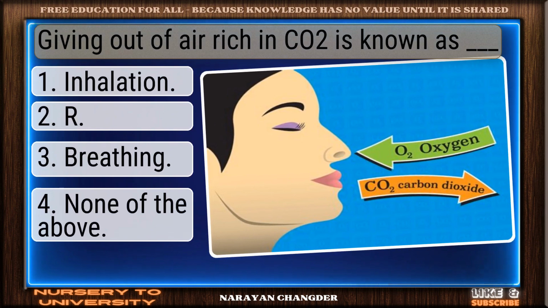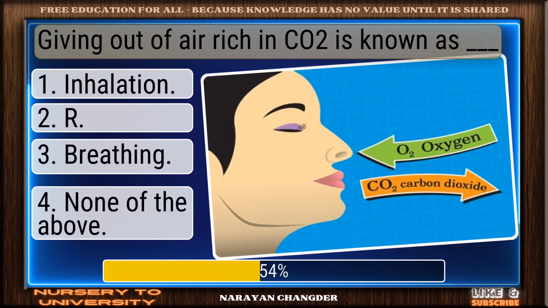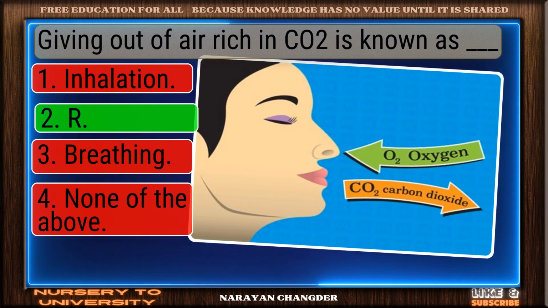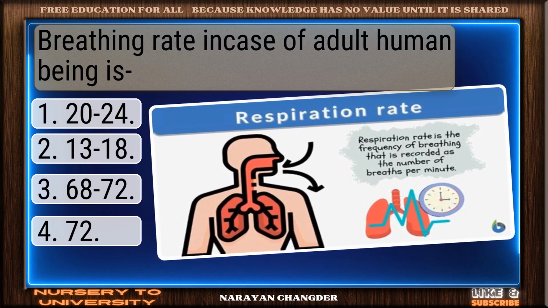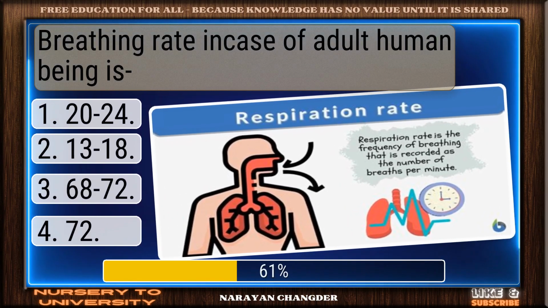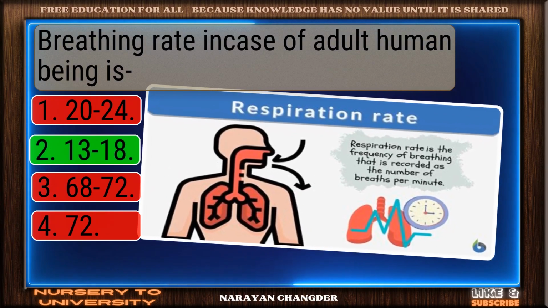Question number 26. Giving out of air rich in CO2 is known as dash. Sharp thinking. Expiration is the right choice. Question number 27. Breathing rate in case of an adult human being is? Excellent choice. 13-18 is the right answer.